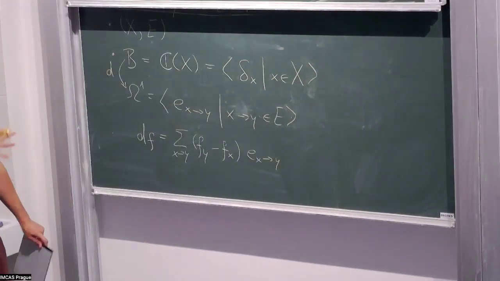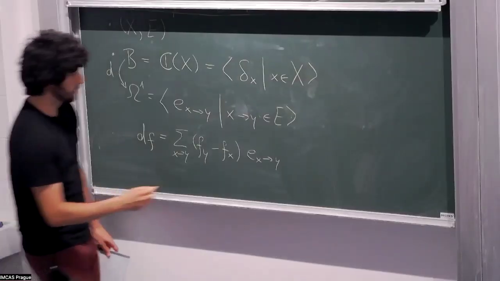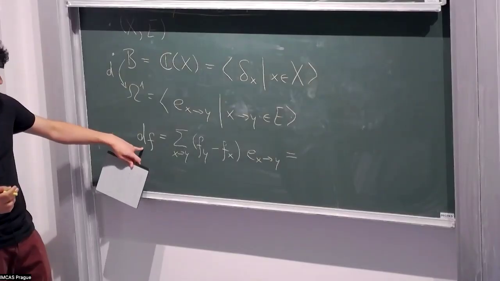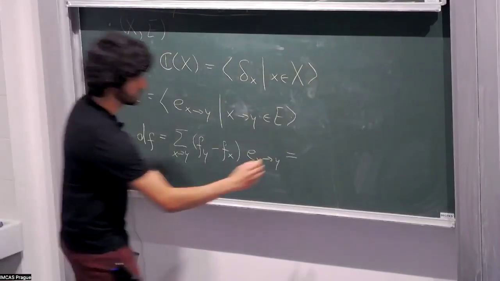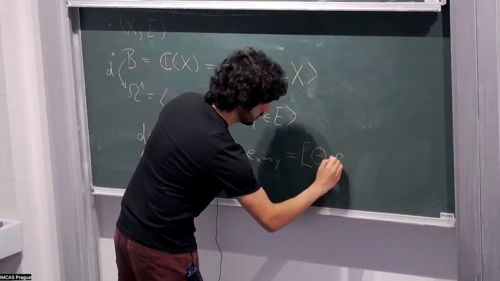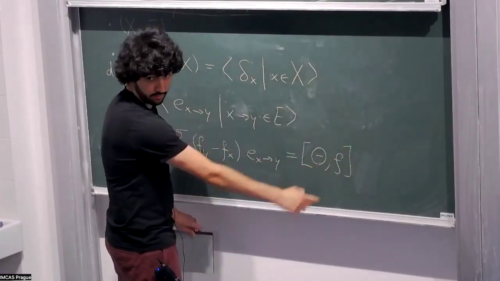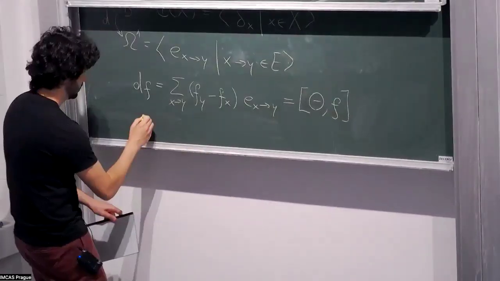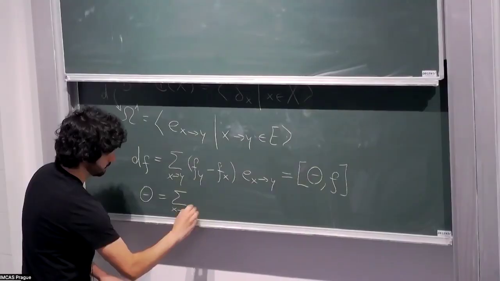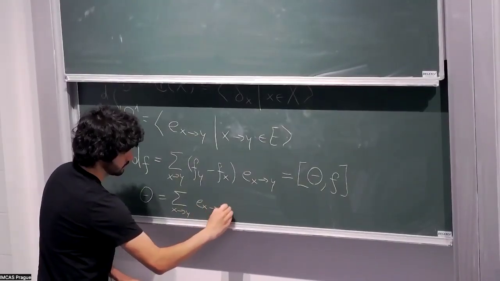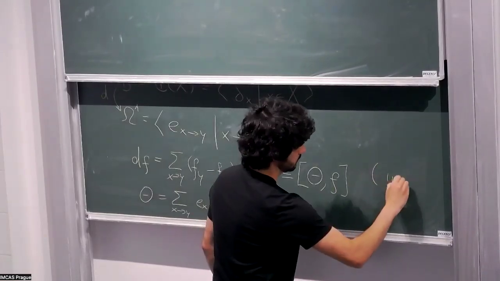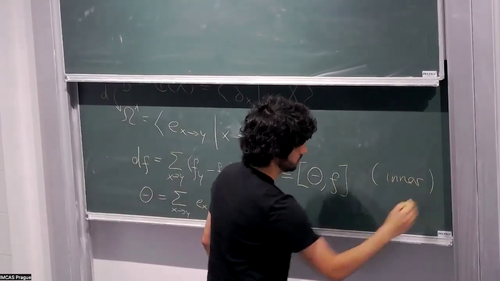And this calculus has a neat structure in the sense that it is inner. What this means is that if you have the differential applied to f, you can compute this via the commutator of theta with f, where theta here is just the sum over all the basis vectors of the calculus. Here, on finite graphs, without loops.